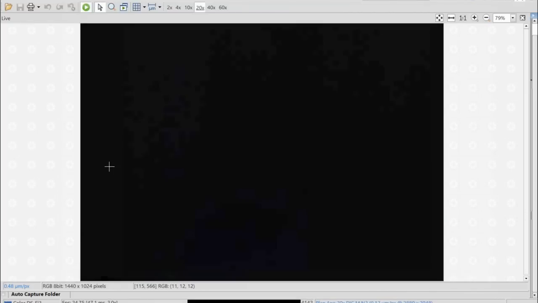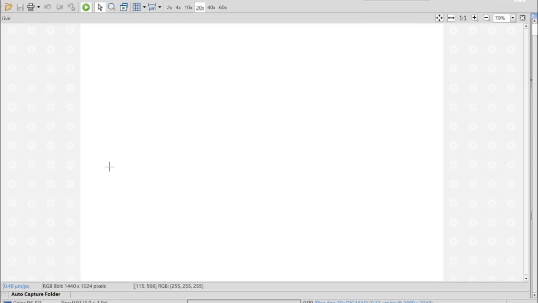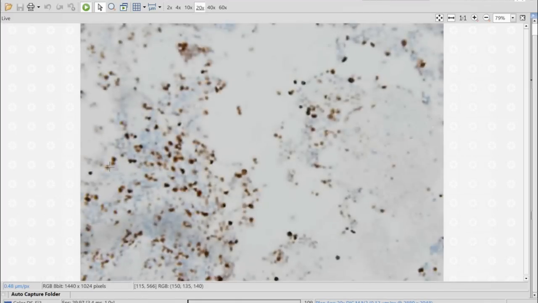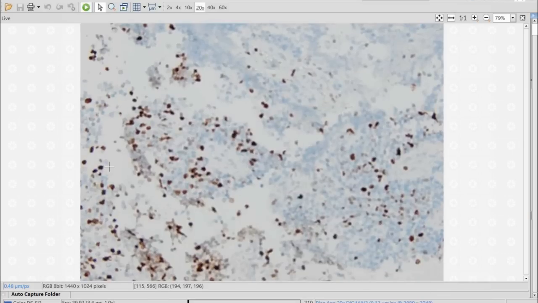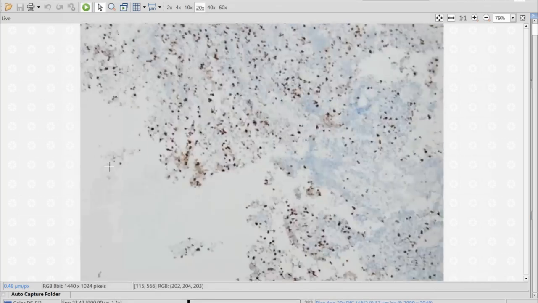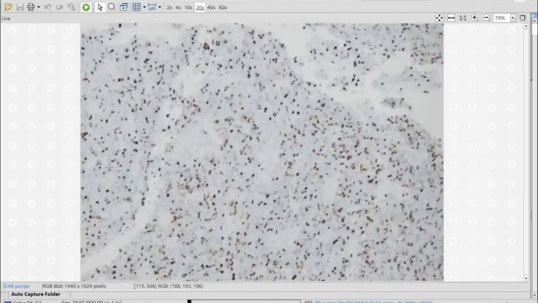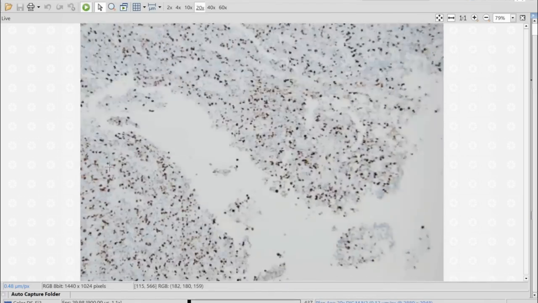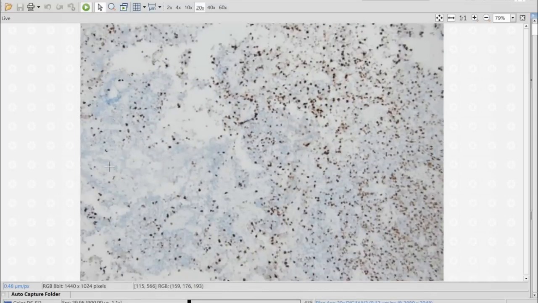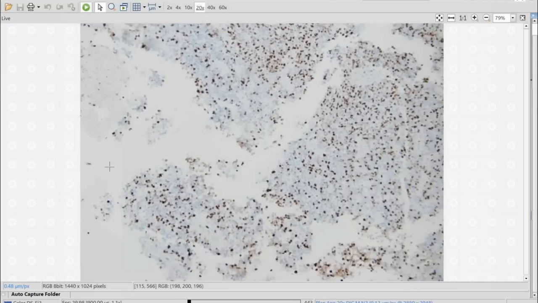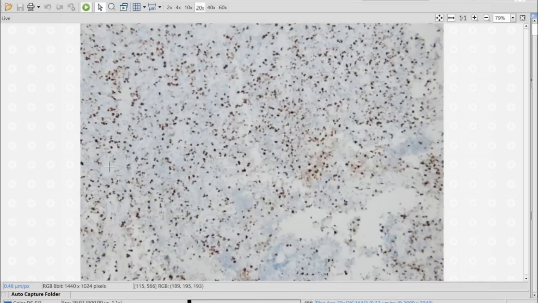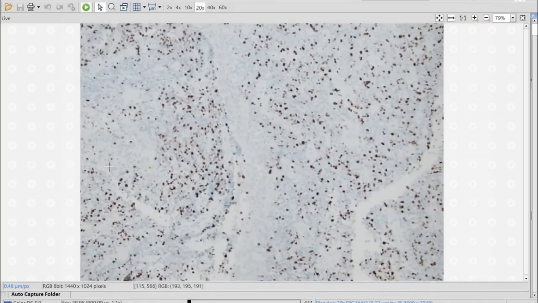This is the Ki-67. Which goes with the mitotic activity, is very high. So we are feeling very comfortable that this is an anaplastic tumor. A lot of Ki-67.